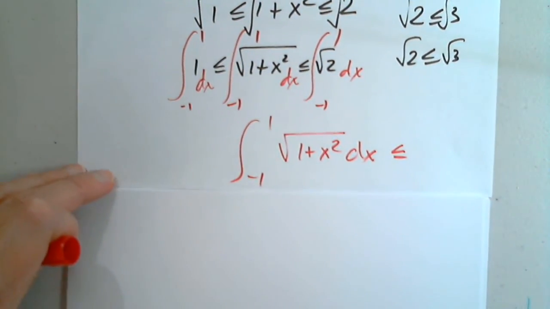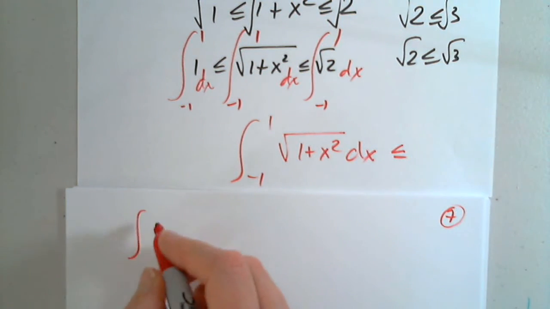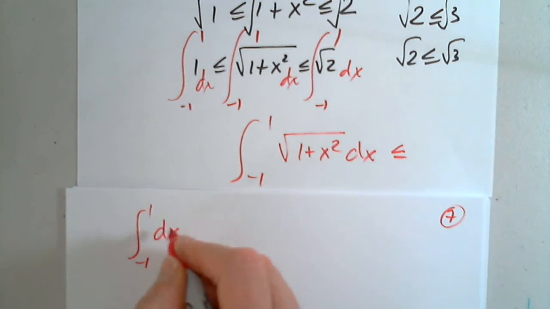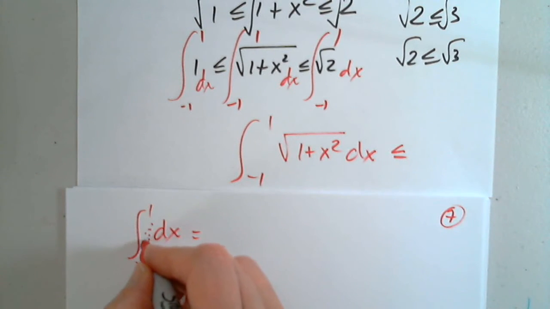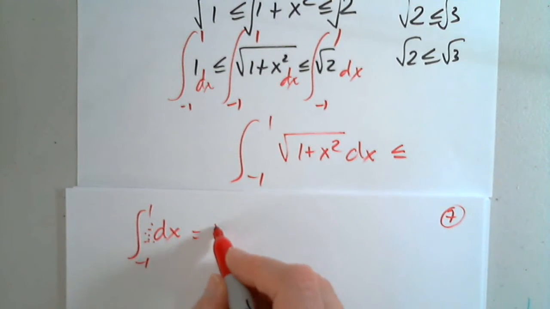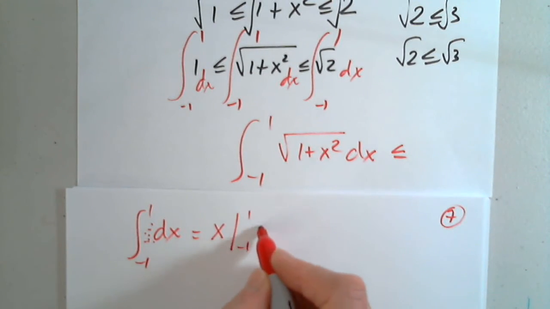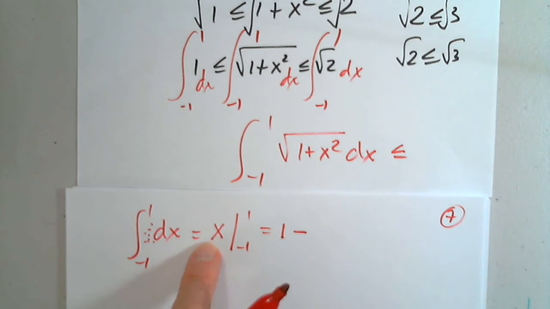Let me just show, since we're practicing anyway. So let's start with this one. So the integral of dx from -1 to 1. What function prime is 1? From -1 to 1, I plug in 1, and I subtract when I plug in -1.